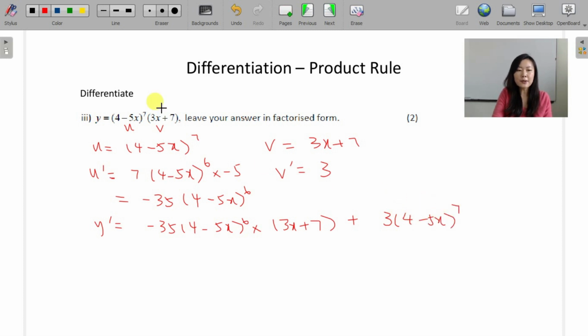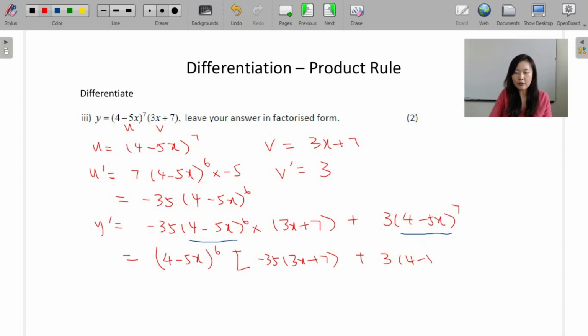All right, so at this point it's correct, but I like things to be simplified. So if you look at these two terms, the lowest common multiple is 4 minus 5x to the power of 6. Okay, so then what's left is minus 35, 3x plus 7, and this one will be 3 times 4 minus 5x. Yeah, so you're dividing both terms by that. That's what you're doing. All right, let's continue.